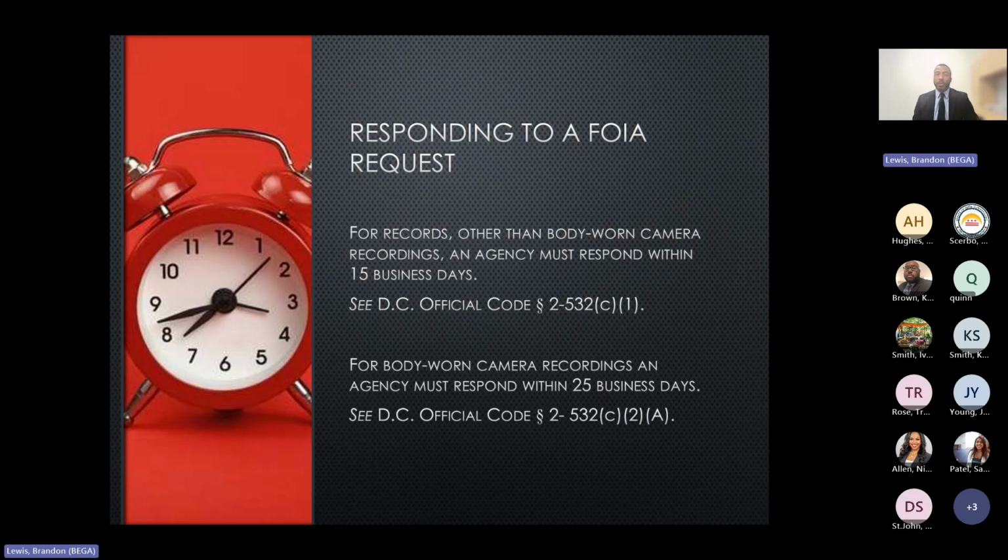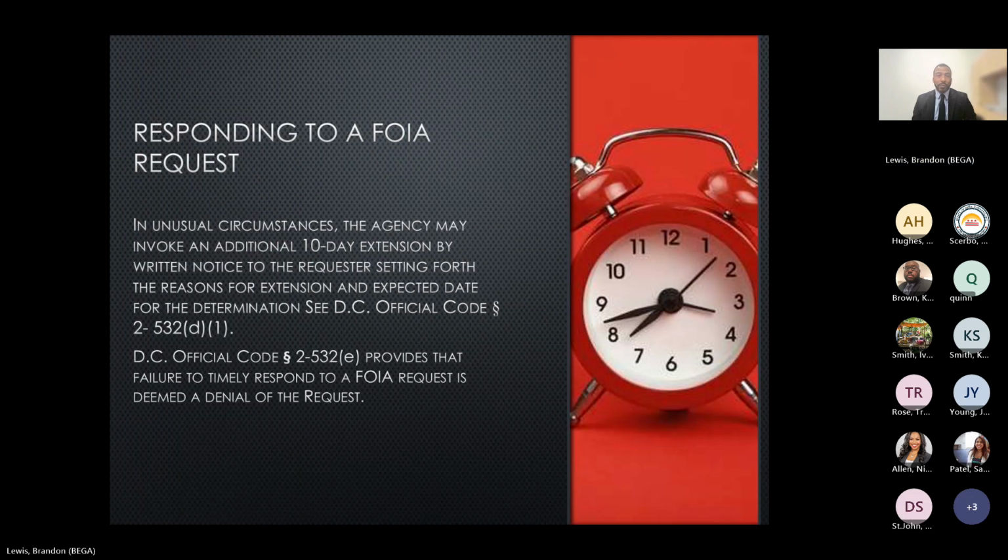Now we're going to talk about responding to a FOIA request. For records other than body-worn camera recordings, an agency must respond within 15 business days. This is in DC Official Code 2-532C1. For body-worn camera recordings, an agency must respond within 25 business days. In unusual circumstances, the agency may invoke an additional 10-day extension by written notice to the requester, setting forth the reasons for the extension and the expected date for the determination.